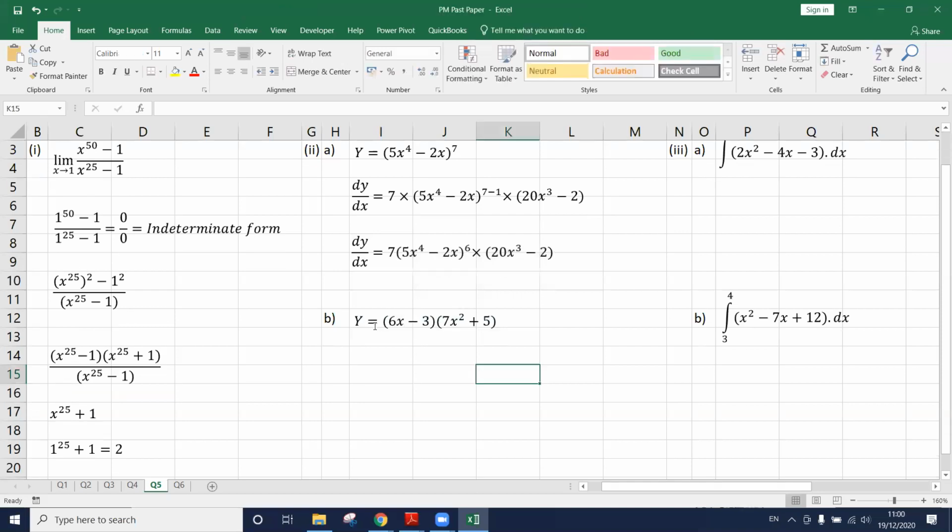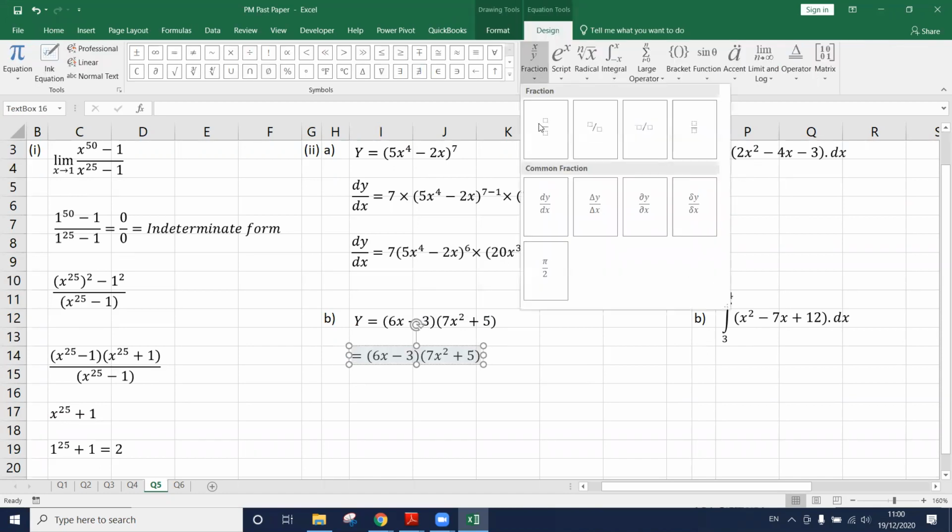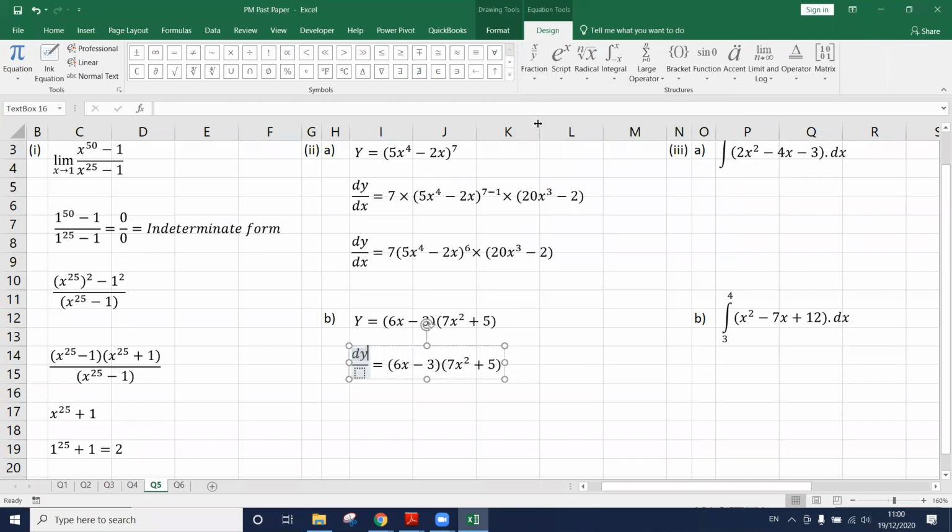Part B, multiplication of two products. Here we need to differentiate. It should be dy by dx. Again, this format, what do we do? It is given as two products. This set has been multiplied by this one.